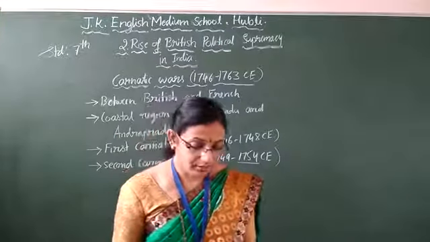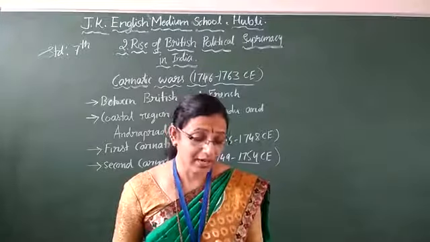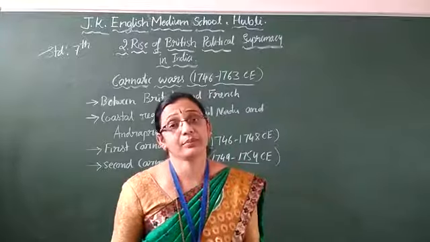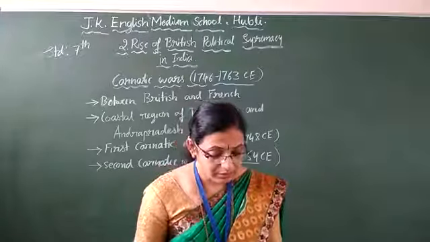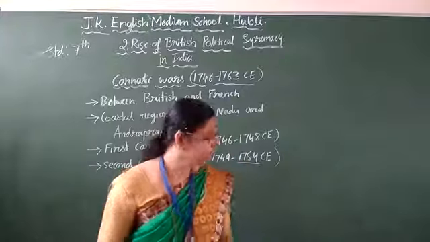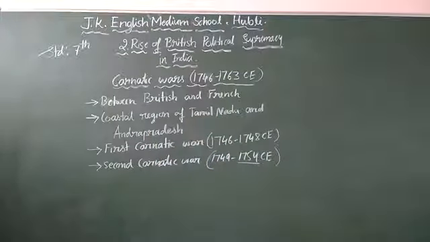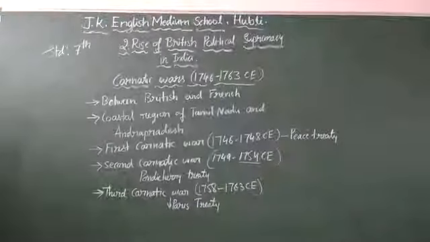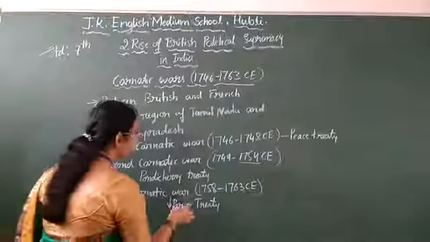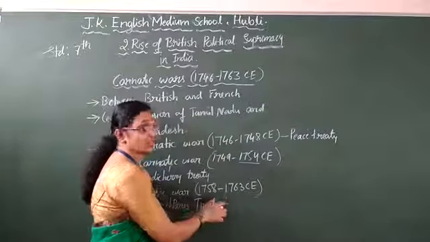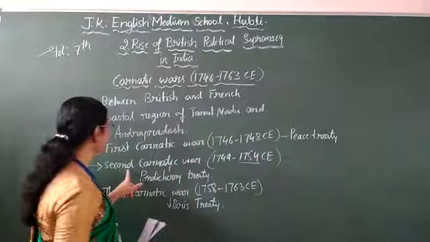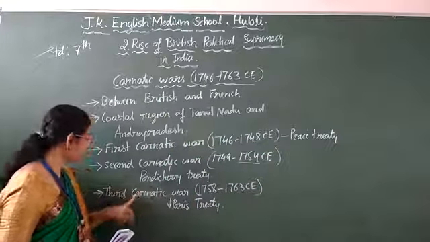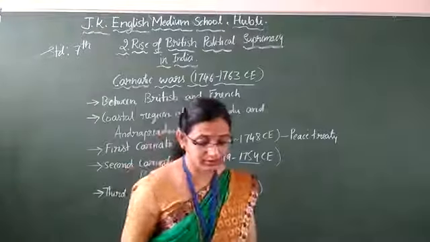By the end of the war, the English at Arcot and the French at Hyderabad safeguarded their might. This is about the second Carnatic War. The third one was in the years 1758 to 1763. The first Carnatic War ended with a peace treaty, the second ended with the Pondicherry Treaty, and the third with the Paris Treaty. Like this, they made the agreements.